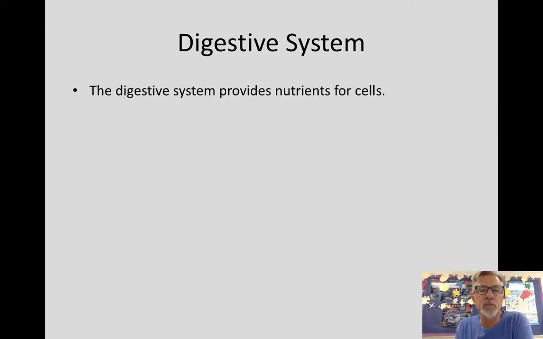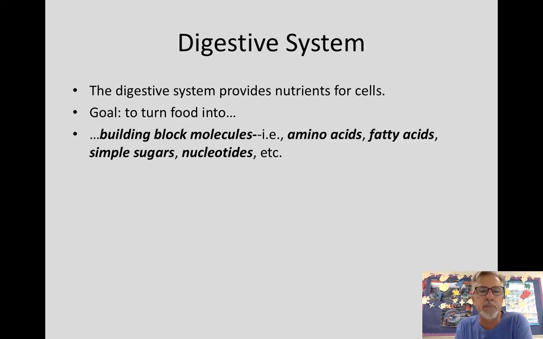The digestive system, as we said, provides nutrients for cells, and the goal is to turn food into building block molecules. Those building block molecules, you remember, are things like amino acids, which comprise proteins, fatty acids, which make up lipids, simple sugars, which make up complex carbohydrates, and nucleotides, which make up DNA and RNA.